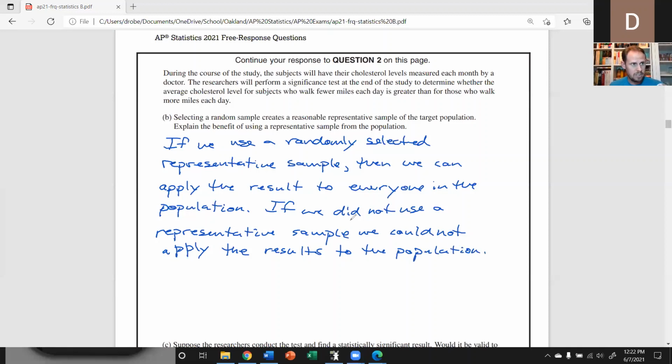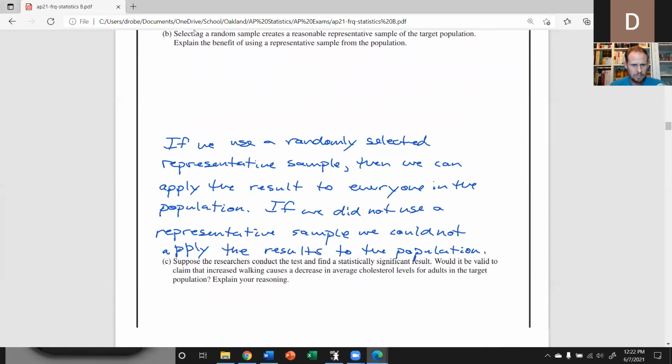If you want, you could say more like if you just grabbed all men in your sample, and your population was men and women, then your results would clearly not apply to the women because you only had men in your sample. That's what I'm trying to get at here: you want your sample to be representative of everything in the population. And if it's not, then it doesn't apply to everything in the population.